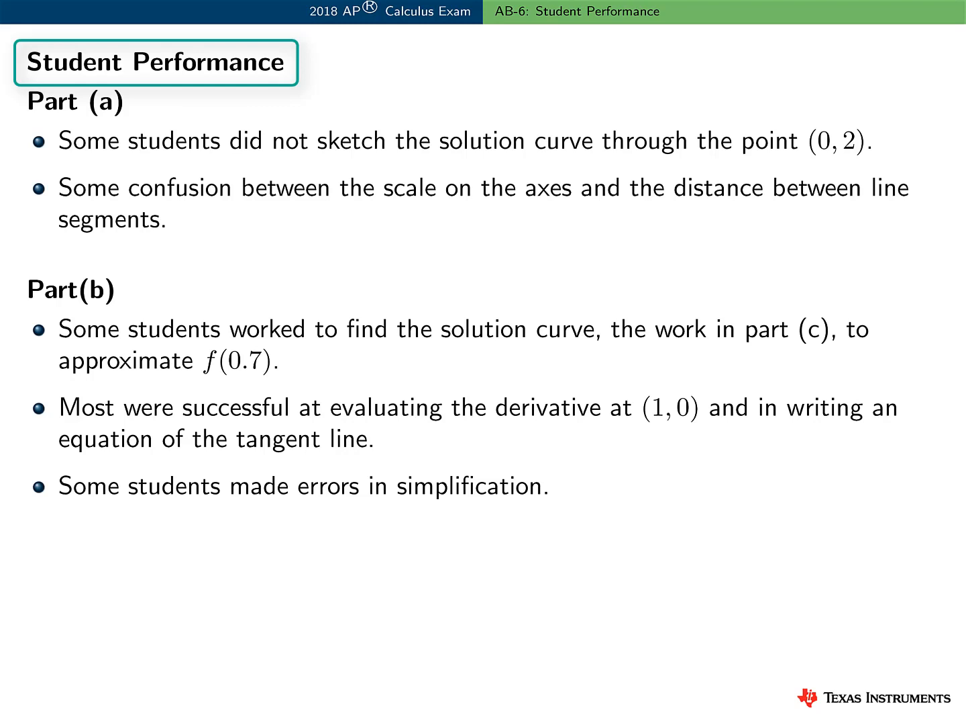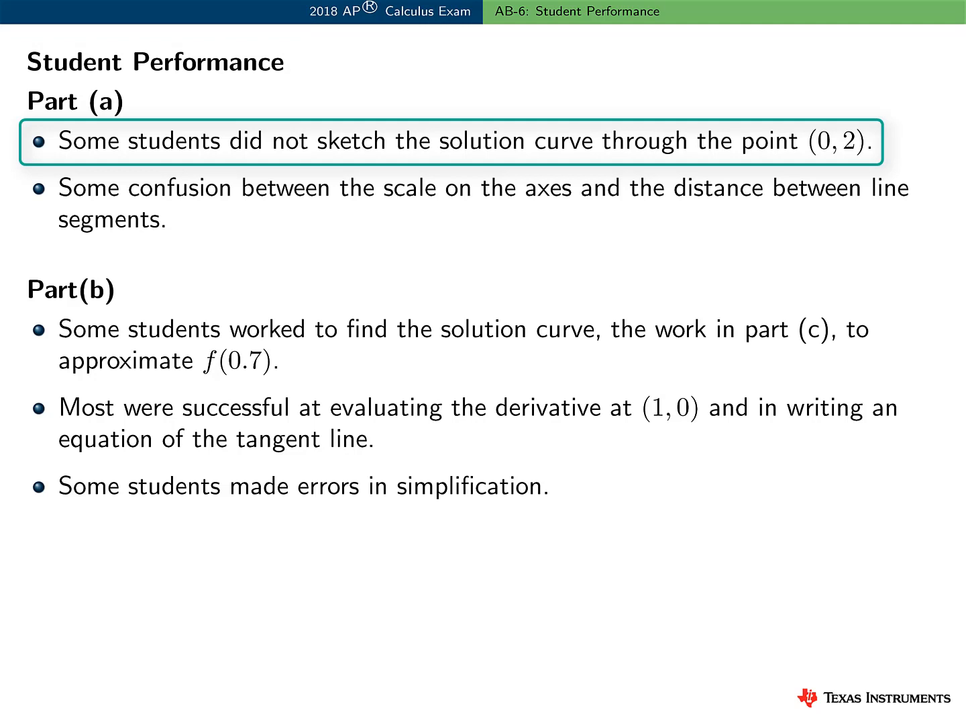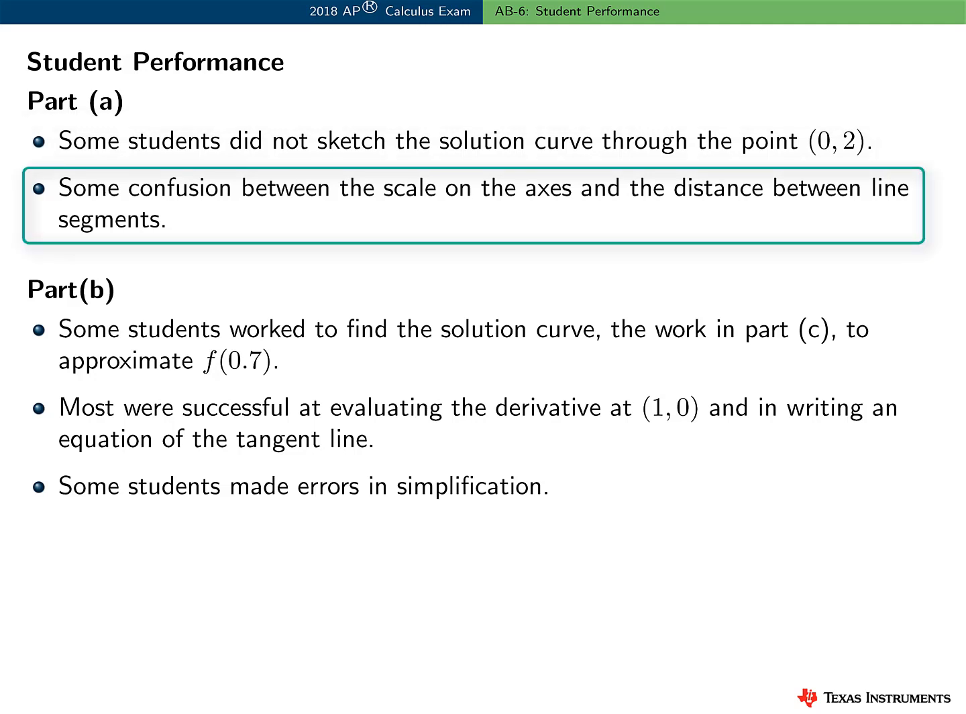Here are some general comments about student performance on this question. In Part A, students needed to sketch 2 solution curves. Unfortunately, some simply did not sketch the solution curve through the point (0, 2), and I'm not sure why. And some students confused the scale on the axes and the distance between line segments representing the slope field. It appeared that these students assumed that the distance between tick marks was 1, not 1/3.